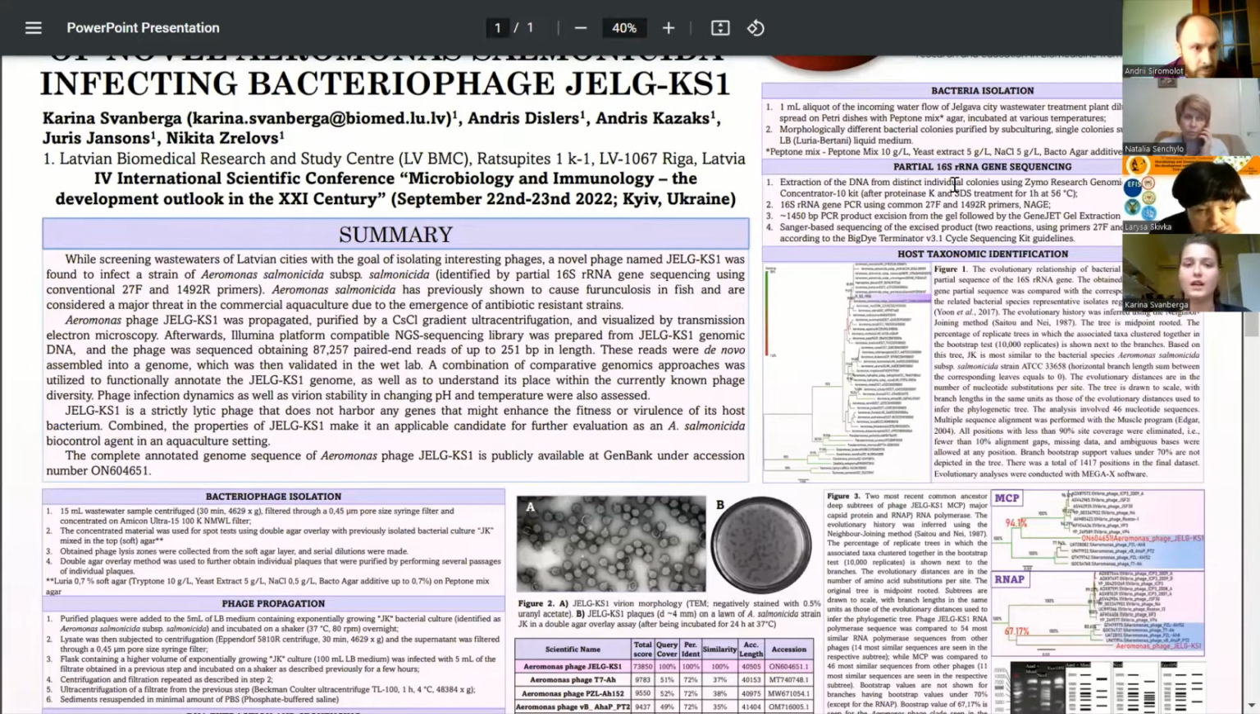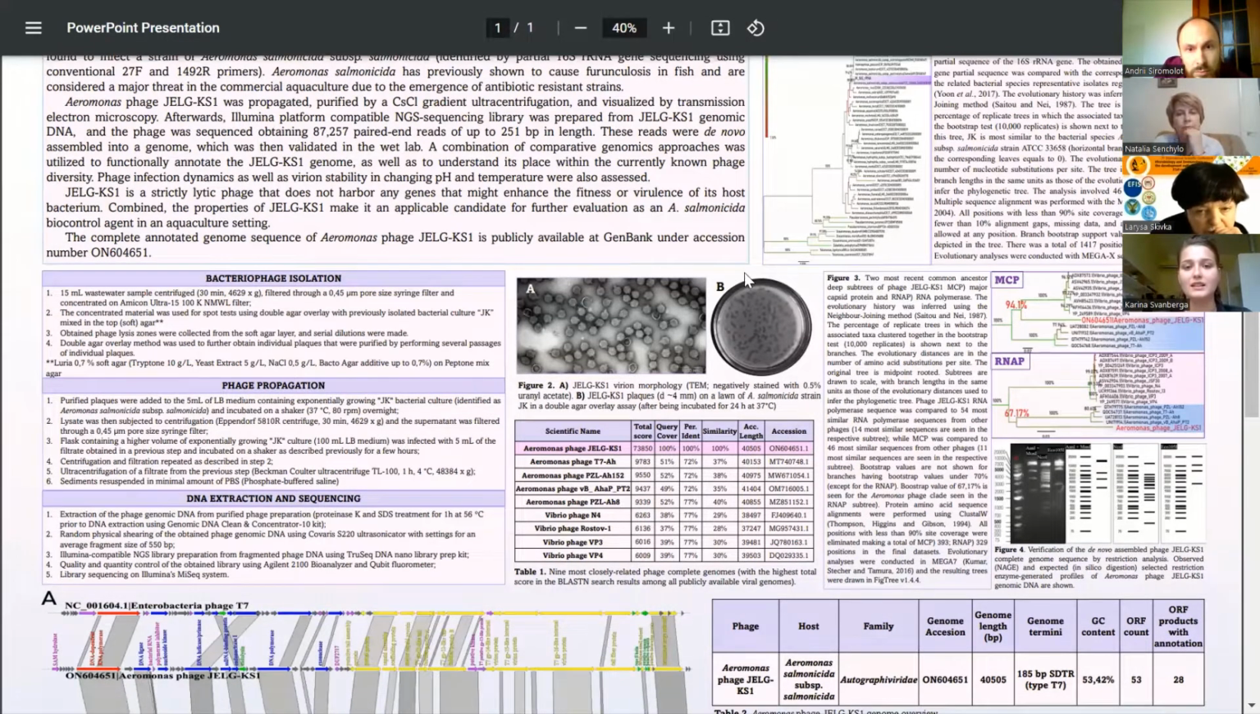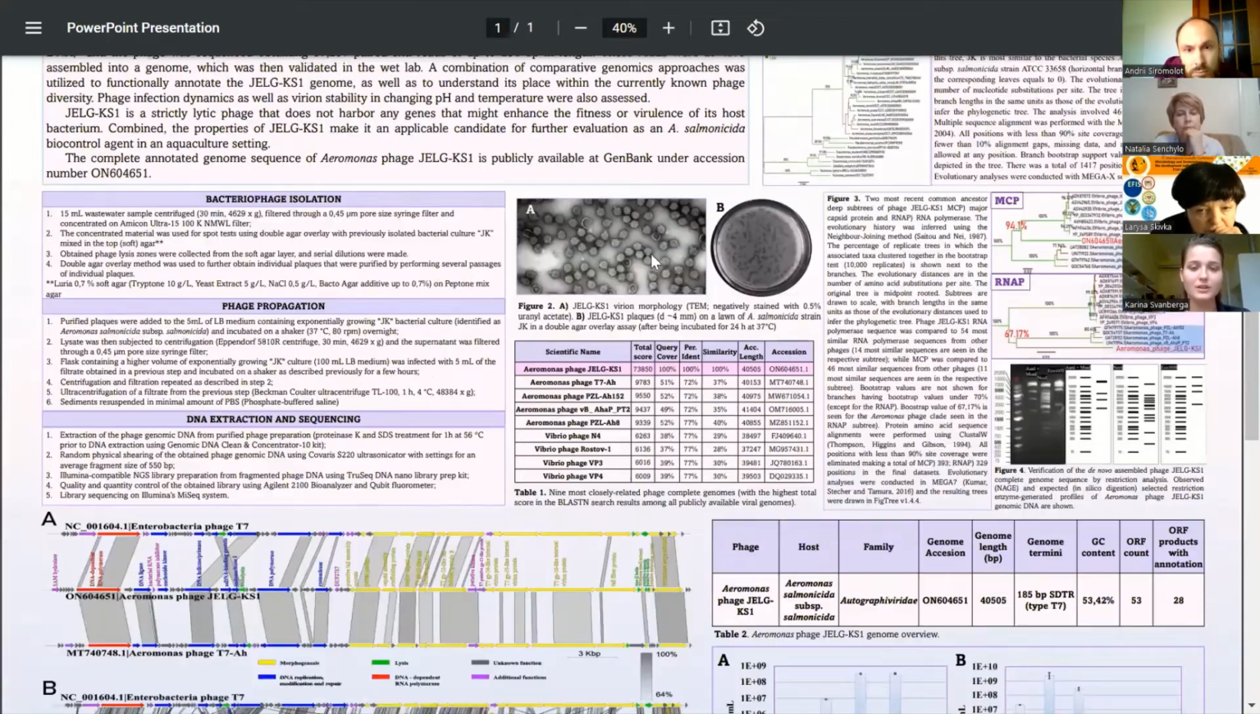So, what is Aeromonas salmonicida? It is a common pathogen that causes furunculosis in fish, leading to antibiotic overuse and the emergence of antibiotic resistant strains in aquacultures. So this bacterium infecting phage was isolated and propagated. There you can see the plaques that it made and podoviral morphology variants in TEM microscopy.